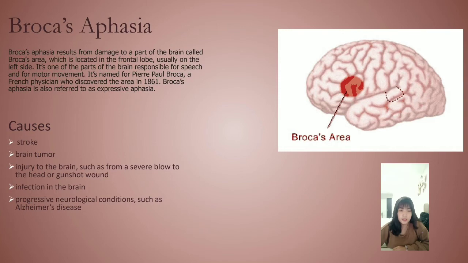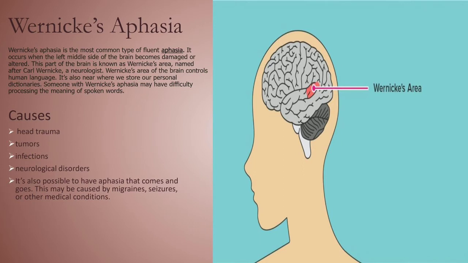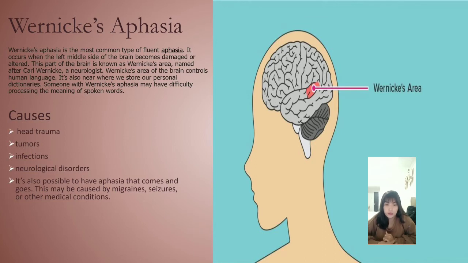So the third aphasia is Wernicke's aphasia. It is the most common type of fluent aphasia. It occurs when the left middle side of the brain becomes damaged or altered. This part of the brain is known as Wernicke's area, named after Carl Wernicke, a neurologist. Wernicke's area of the brain controls human language. It's also near where we store our personal dictionaries. Someone with Wernicke's aphasia may have difficulty processing the meaning of spoken words. So basically they know the sentences, and they can speak fluently, but it's less in meaning.